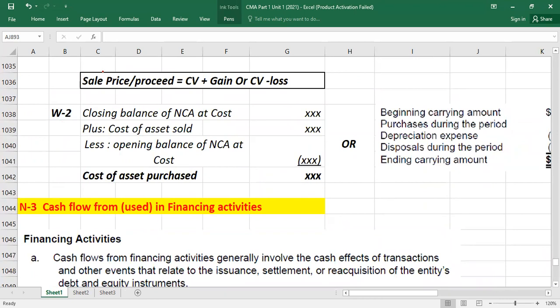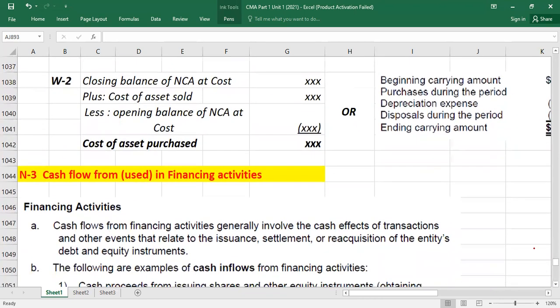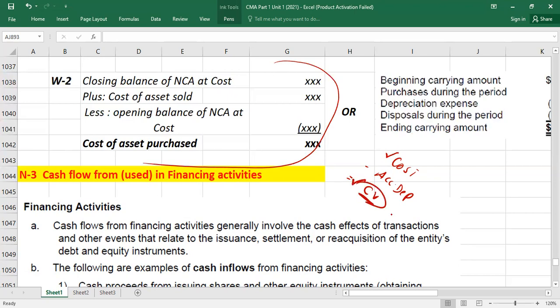Guys, remember, working two I'm going to explain. Mostly, when we record our PPE, property, plant, and equipment, in the balance sheet, this is how we record. We record cost of asset, less accumulated depreciation, is equal to carrying value. Please remember, if in your exam cost data is given, then you will follow this side in order to get cost of asset purchased. And if in your exam carrying value data is given, like beginning carrying value, ending carrying value, then this side you have to work with to find the cost of asset purchased. Clear?